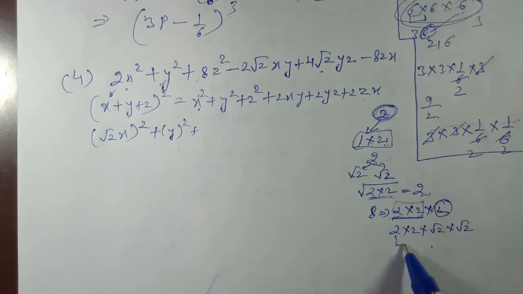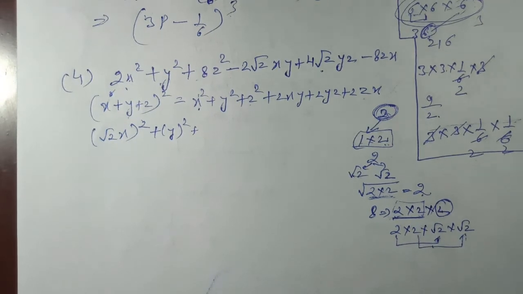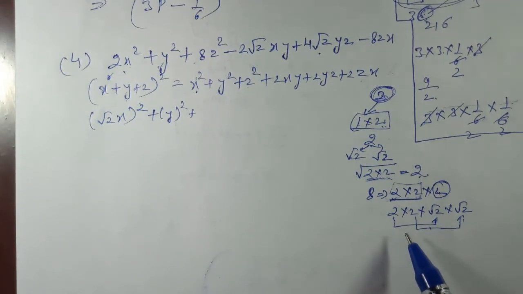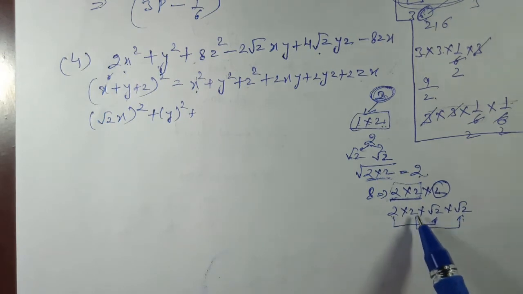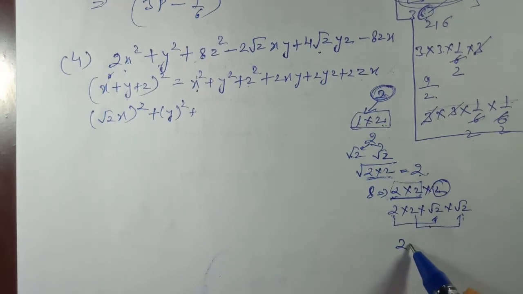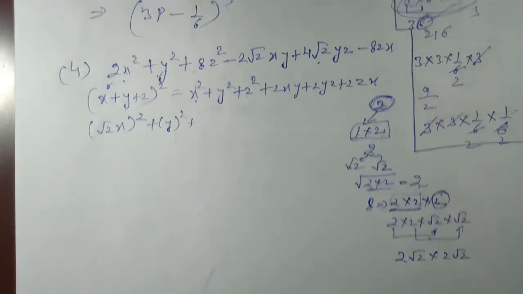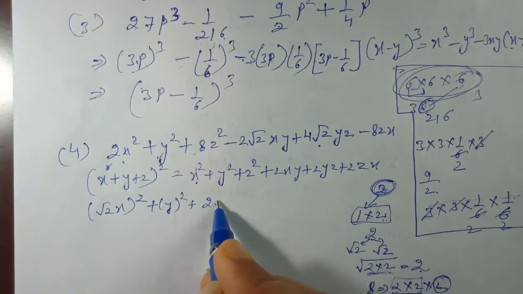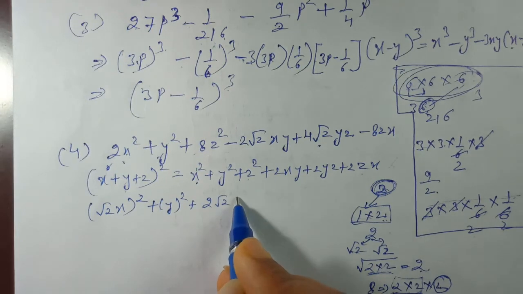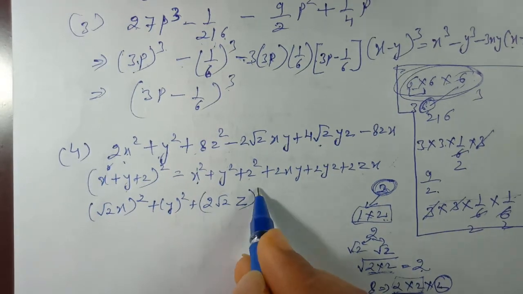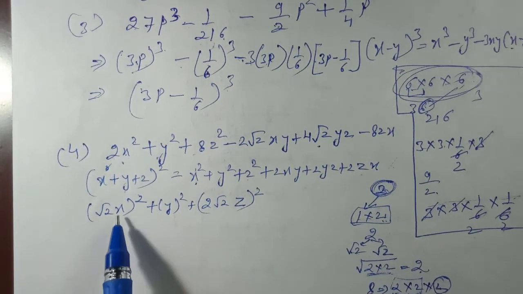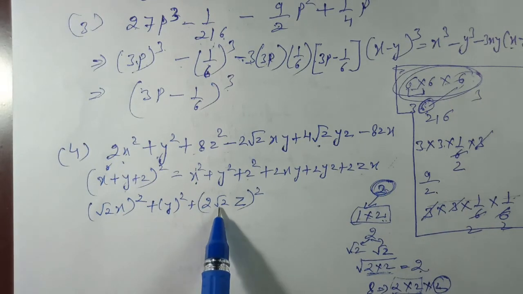So now we are getting the pair of numbers which can be taken as the square. So 2 root 2 into 2 root 2. 8 can be written as 2 root 2 into 2 root 2. So 8 can be written as the square of 2 root 2. This is z whole square. So x square plus y square plus z square.